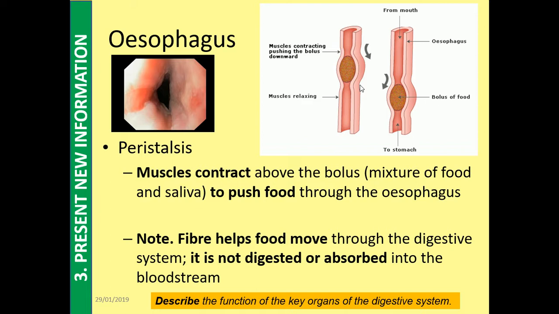And the muscles just above it contract, which pushes that food through the esophagus. This method is also used in the small intestine and again in the large intestine. And the fibre bulks up that food so that it's easy to push it through the system. Okay, so it doesn't just kind of get lodged and stuck in the area. And that process of moving that food through the esophagus is called peristalsis, where the muscles contract above the food and push it through the esophagus. And it's fibre that helps that to happen.